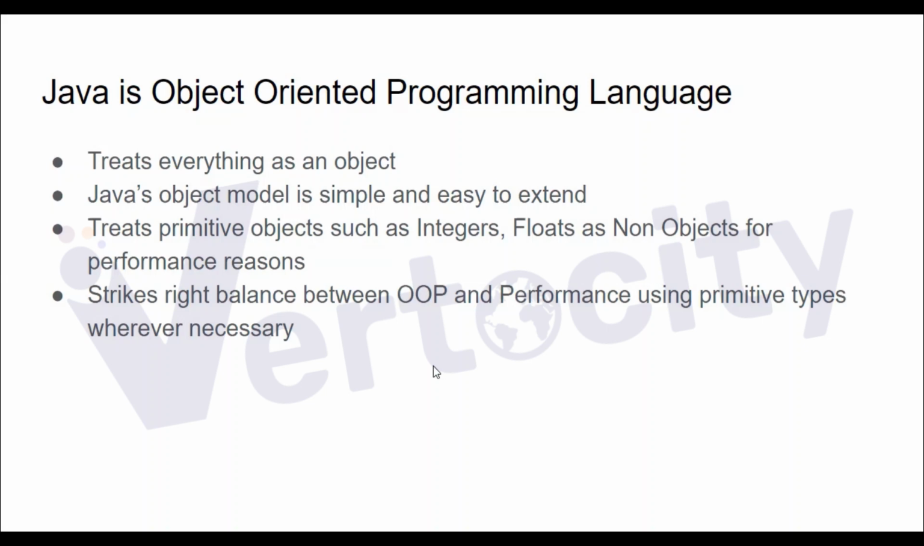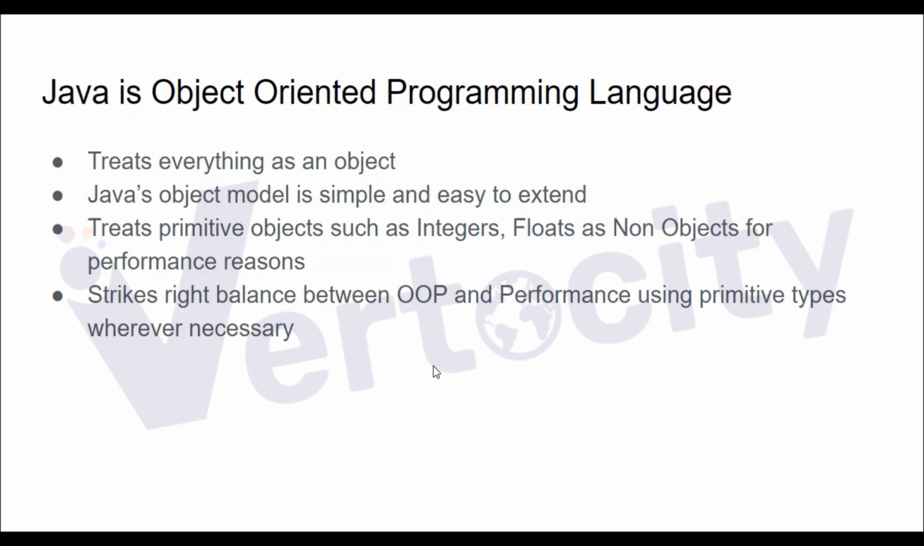Java has an inbuilt object model, which is easy to extend. Each object in Java is inherited from a base object called Object, with a capital O, B, J, E, C, T: Object.